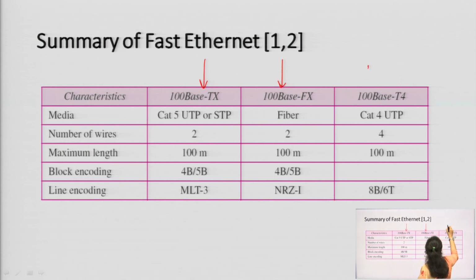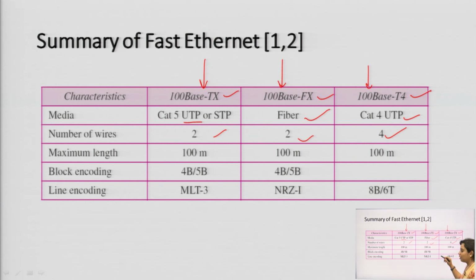Now, the summary of the fast Ethernet case is that there are 3 types of implementations possible: 100 base TX, 100 base FX, and 100 base T4. The media used are STP or UTP, fiber optic cable, and category 4 UTP. The number of wires required is 2, 2, and 4 for 100 base T4. The maximum length for all 3 cases is 100 meter, which means 100 meter of wire can be connected between the transmitter and receiver. This is the maximum length, you can use less than that. Then block coding: 4B by 5B is used, and one does not use any block coding. Line coding uses Manchester coding, NRZ, and 8B by 6T. So, this is the summary of the fast Ethernet condition.